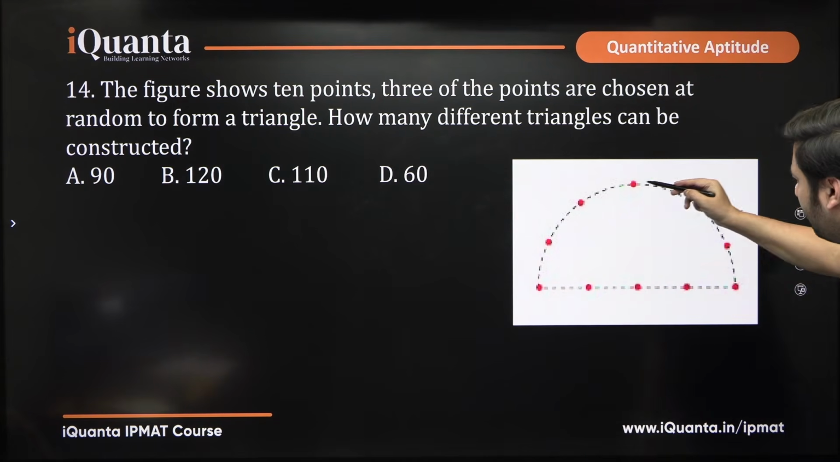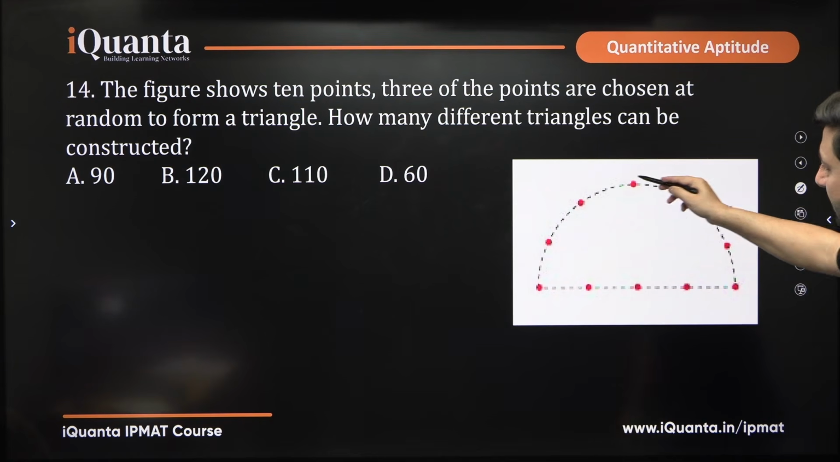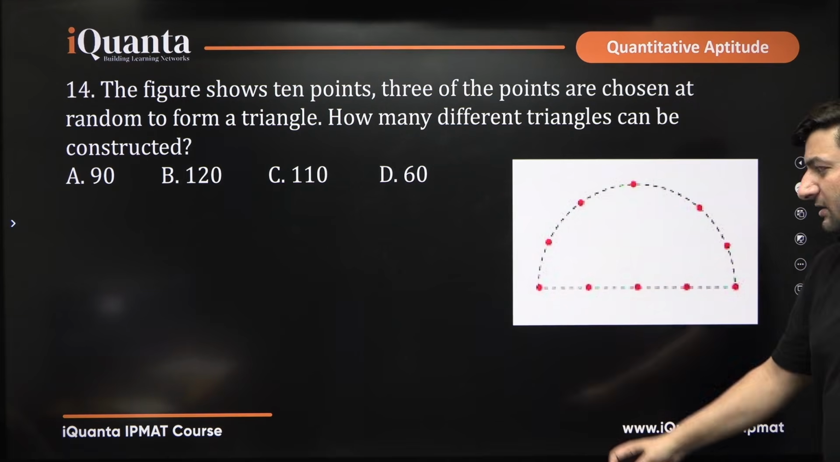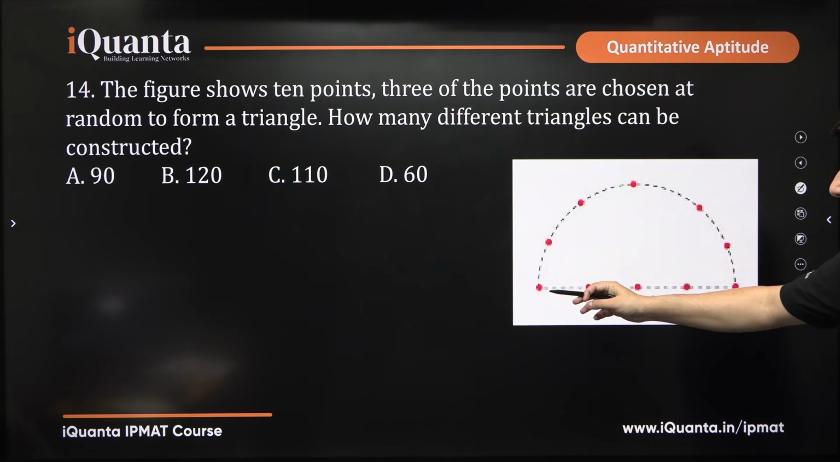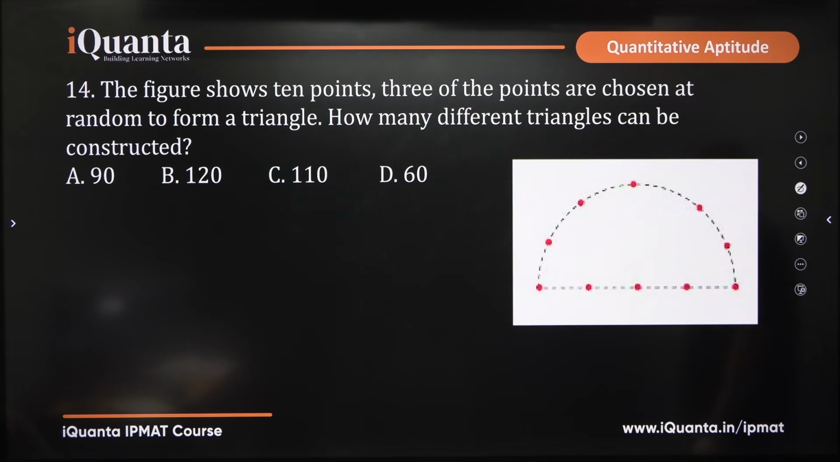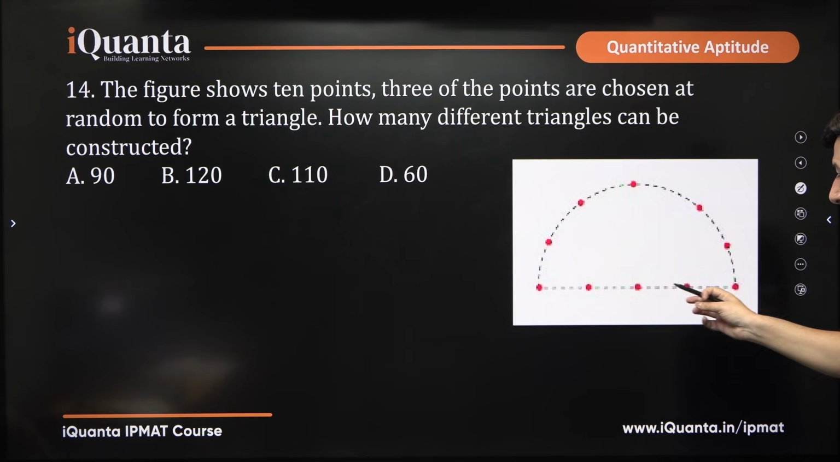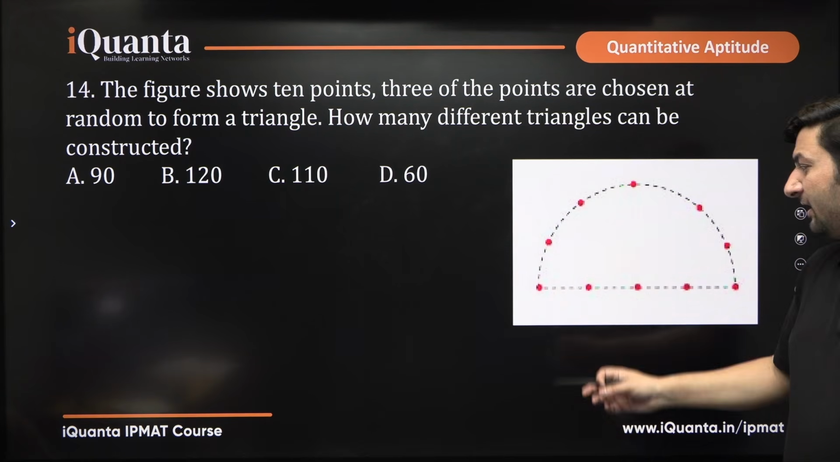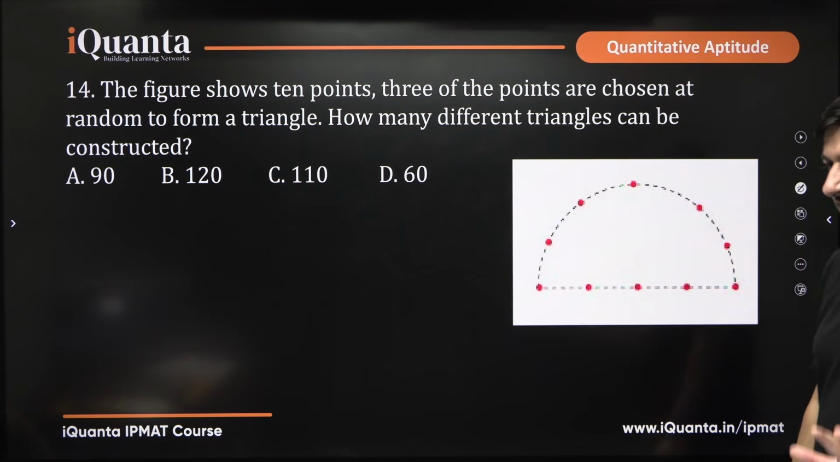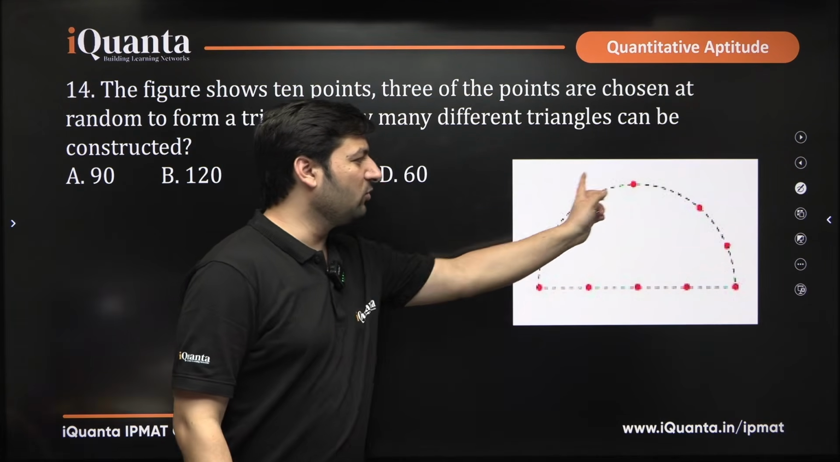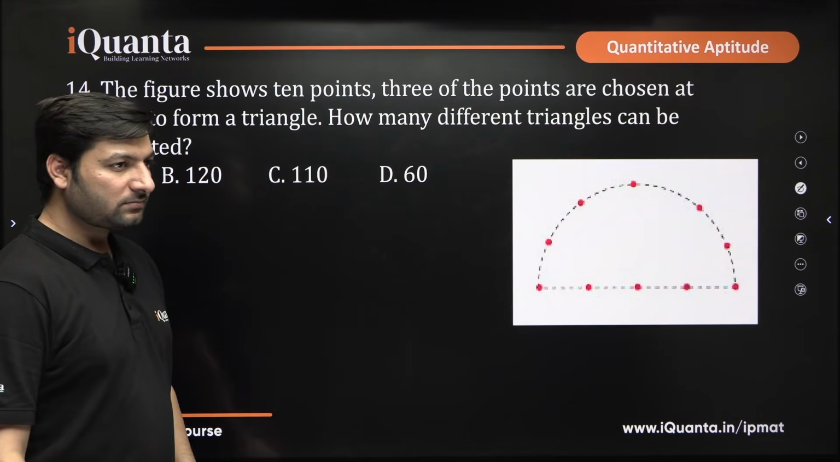But some of the points are non-collinear, they are on this curve, the circular part. So, how many points are there on the circular part? 1, 2, 3, 4, 5, 6, 7. And how many points are there on the straight line? 1, 2, 3, 4, 5. 5 collinear points and 7 non-collinear points.